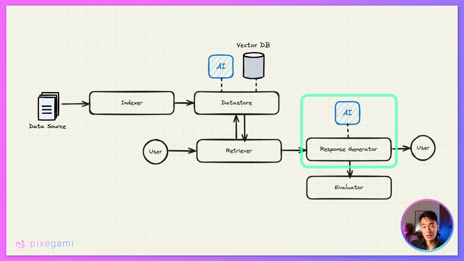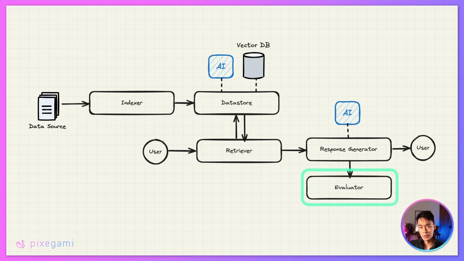Finally, we have the evaluator. Now, this is not technically a part of the RAG application, but it's a very important part of the pipeline because this will help us achieve our goal of trying out different components and then checking whether or not the pipeline has improved as a whole.